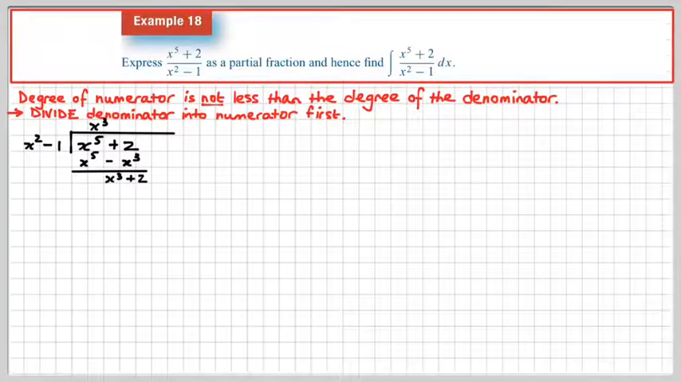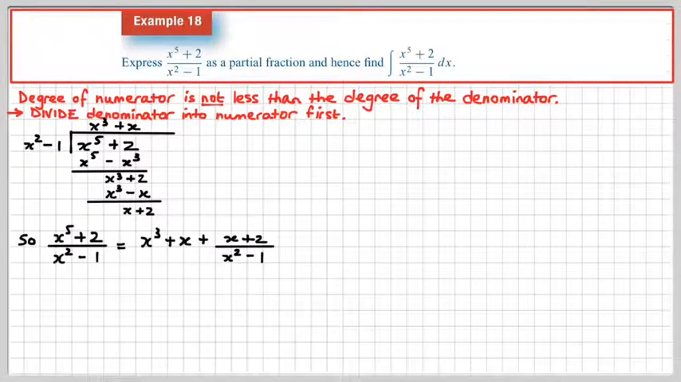Yes? Now, it looks like we've got to go again, because the degree of this is still more than the degree of that. So that'll be x. Now x times x squared minus 1 gets us x cubed minus x. Now subtract. Again, you'll get x plus 2. That's our true remainder, because the degree of that is less than the degree of this, so we can stop now. So now we know that x to the 5 plus 2 over x squared minus 1 is x cubed plus x plus our remainder over what we're dividing by, our divisor.